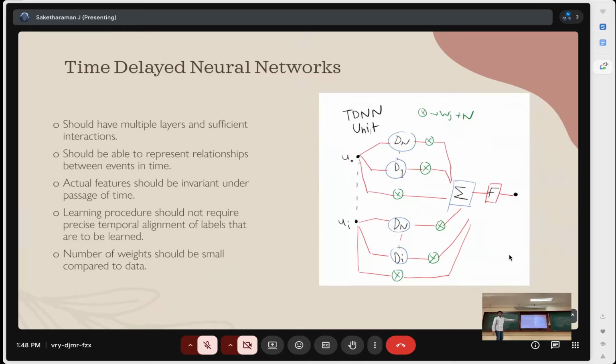Time delay neural networks, because they can take the previous values, are used in stock analysis and other such features, because they can take in the past 10 days of input and accurately analyze the pattern of how the stock is going. So because of that, it's used in stock trading.